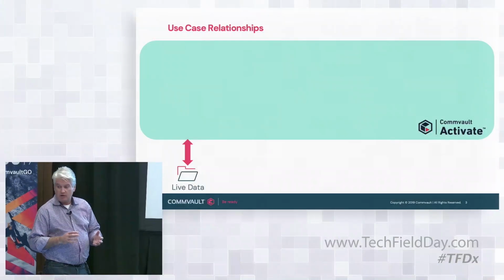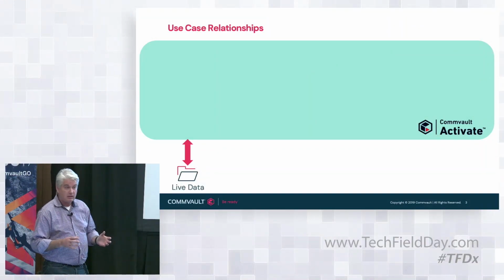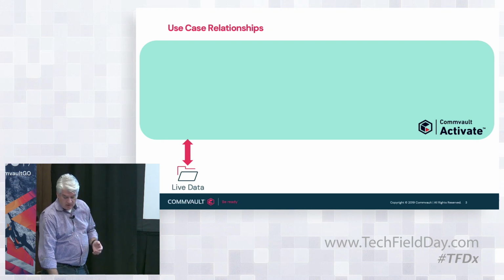So Activate is not just something that comes with Commvault Complete. It's actually a standalone offering as well as a complementary offering to Complete. And I'm just going to walk through what we mean by that. So the first thing is that we have the live data, the primary data sources that we're talking about for things like email, file stores, collaboration suites, databases, and so on. And we make those things available to Activate as a platform.